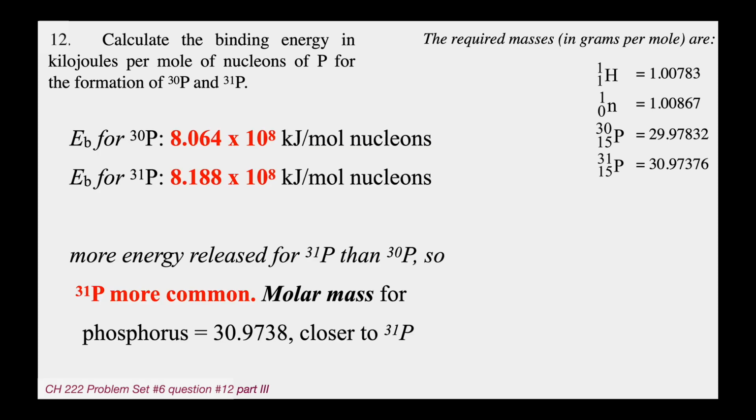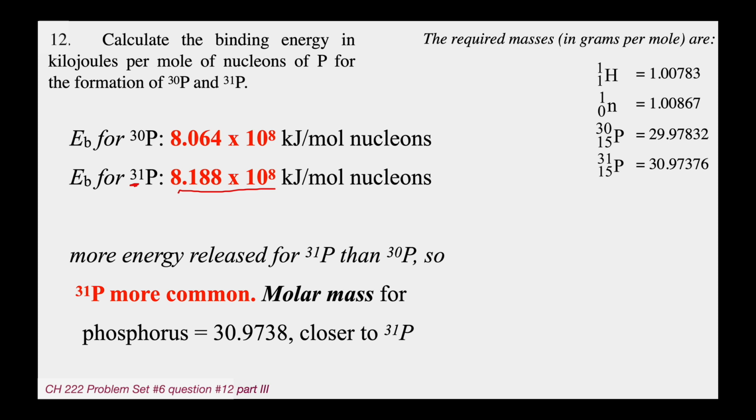In Chem 221, when we looked at isotopic abundance, we looked at the periodic table, and the value for phosphorus on the periodic table, let me grab mine here, the value for phosphorus, 30.974. And 30.974, if you round up, is much closer to 31 than it is to 30. So we said, oh yeah, phosphorus 31 is more common. That's what we did in Chem 221. Now in Chem 222, because the binding energy per mole of nucleons is larger in phosphorus 31 than it is for phosphorus 30, that means you get more energy out. You get more bang for your buck.